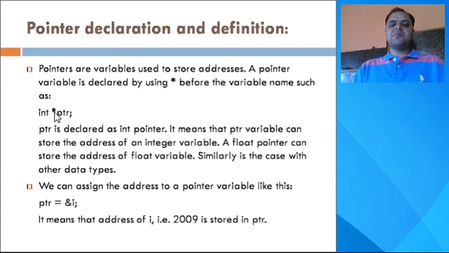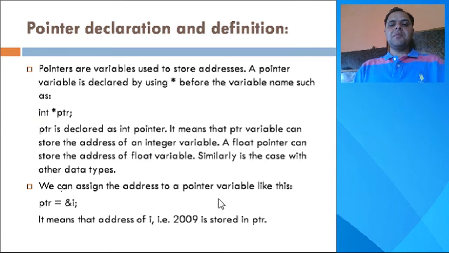This ptr is an integer pointer because here data type int is used. It means that the ptr variable can store the address of an integer variable. A float pointer can store the address of a float variable. So if we had written float here, then it would store the address of a float variable. Similarly is the case with other data types.